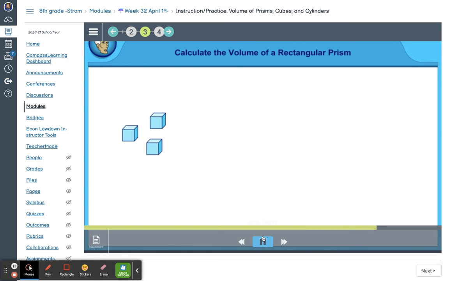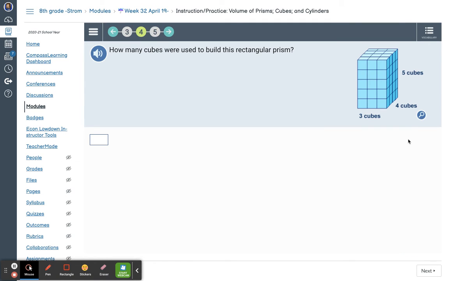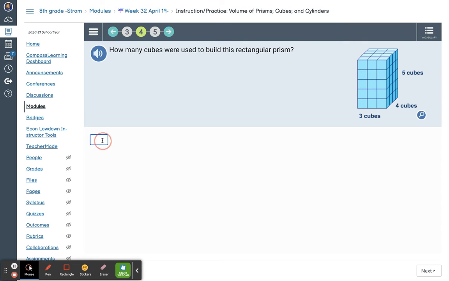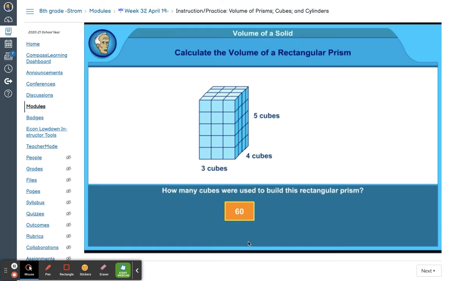Let's start with these building cubes to make a rectangular prism. The figure measures 3 cubes long by 4 cubes wide by 5 cubes tall. How many cubes were used to build this rectangular prism? So we want to say 3 times 4 times 5, which is 60 cubic units, or 60 units cubed. 60 cubes were used to build this rectangular prism.